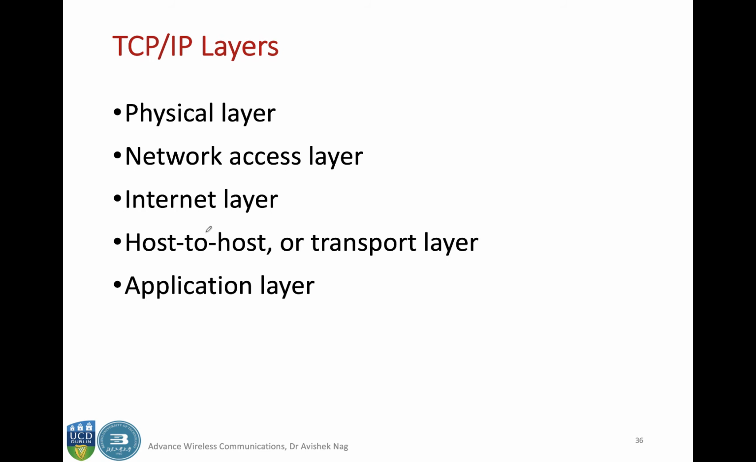Why the communication networks are divided into layers, I will come to that shortly. But the first layering system is called TCP/IP layers. We will also see there is another system of layers called OSI. TCP/IP divides the communication network into 5 layers: physical layer, network access layer, internet layer, host to host or transport layer, and application layer.